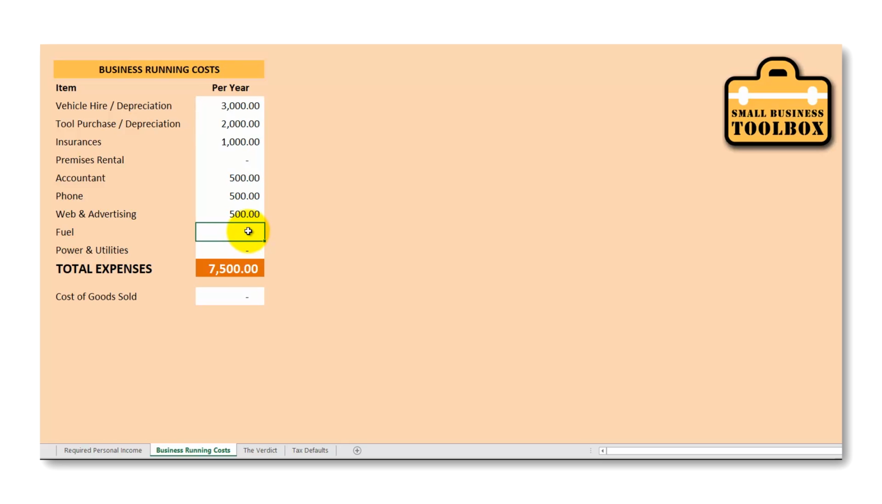Fuel for your vehicle, £200 a month. Let's say £2,400 a year. Power and utilities we're going to ignore for the minute because we're not going to cater for premises. There's our business running costs, £9,900 a year.